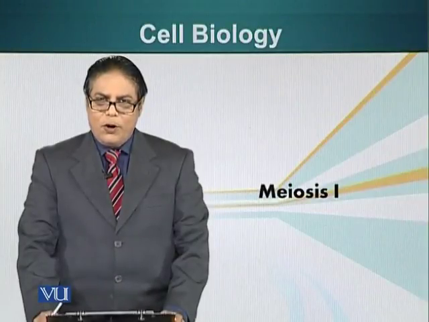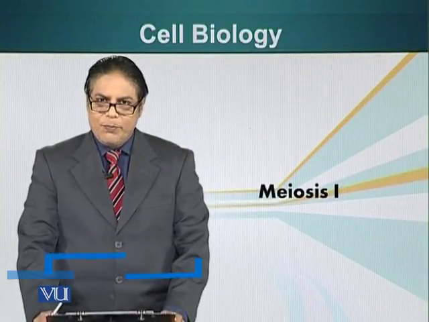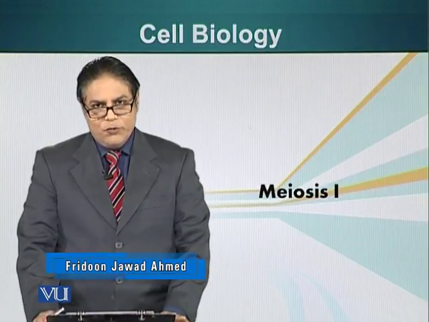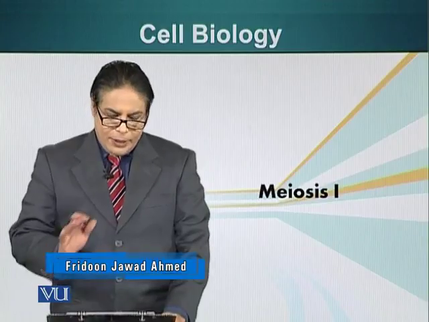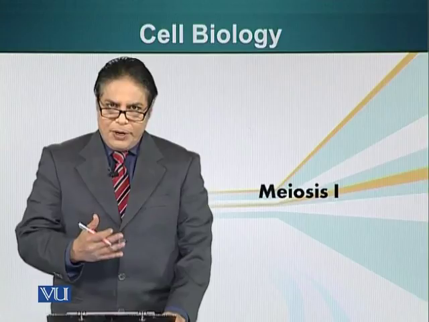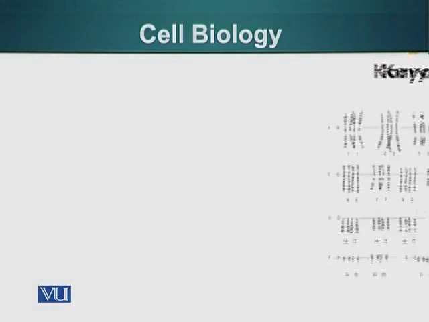In this module, we'll talk about meiosis. Meiosis is a type of cell division in which one cell gives rise to 4 daughter cells. Those 4 daughter cells have half the number of chromosomes, or the genetic material, as a parent cell.